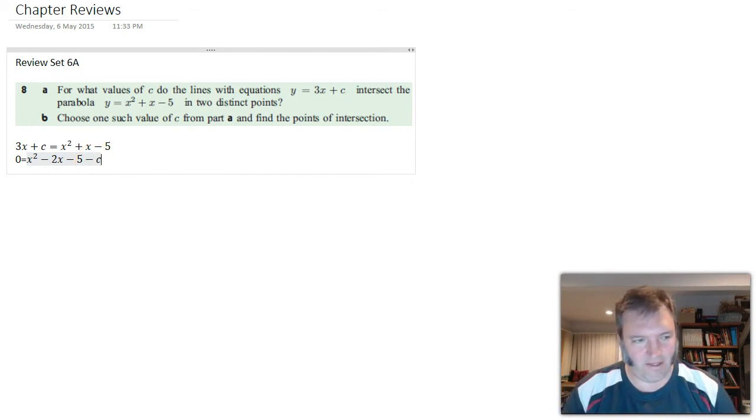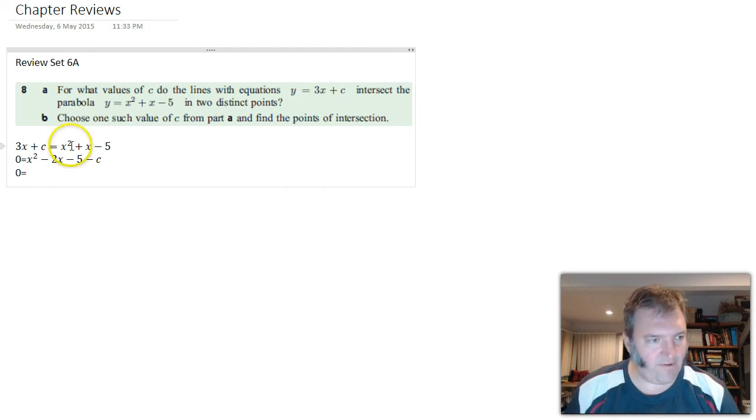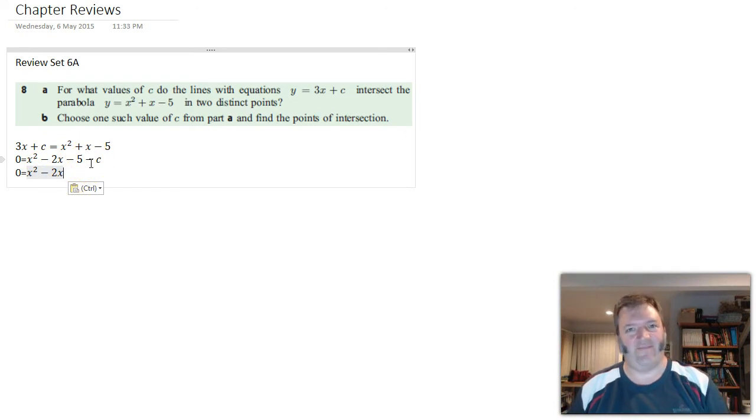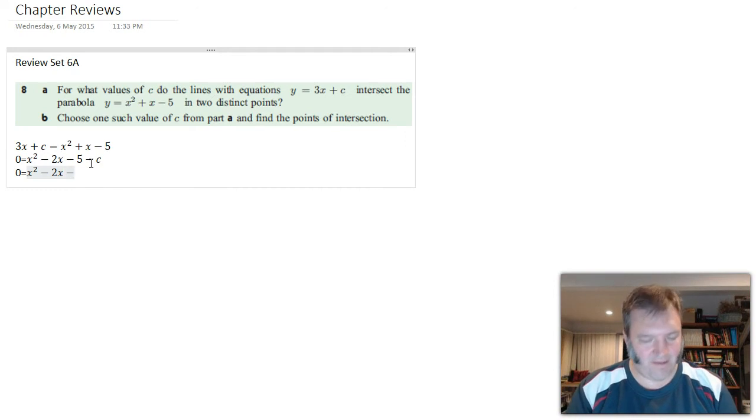Now remember, we like to have it in the nice ax squared plus bx plus c form. The first two bits are going to be exactly the same: 1x squared minus 2x. With this last bit, I'm going to take out that negative 1 as a factor, just to make it a little bit easier to deal with. So I'm going to have negative, and 5 plus c inside the brackets. Now I know what that last constant term is.